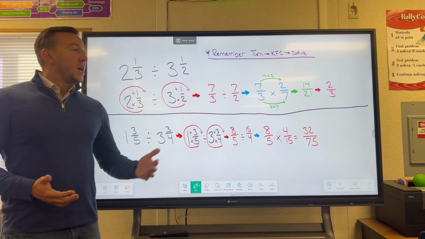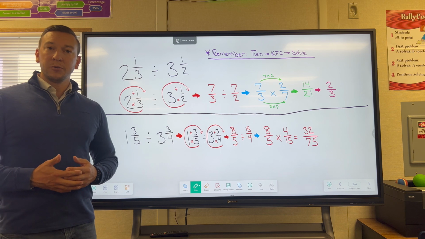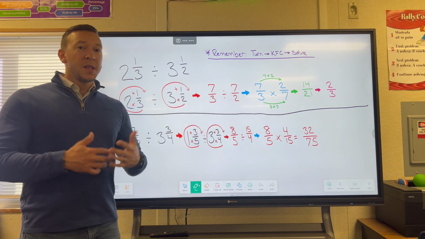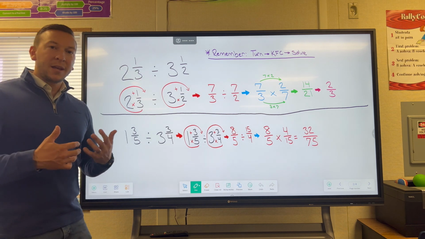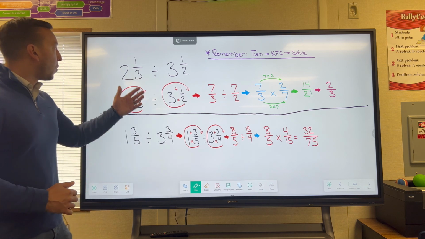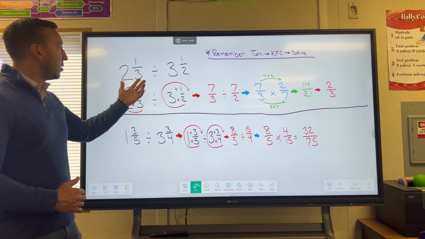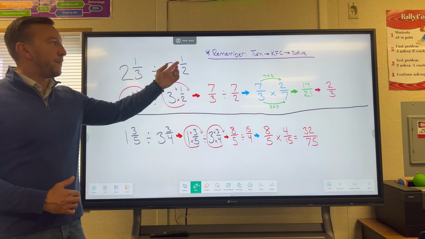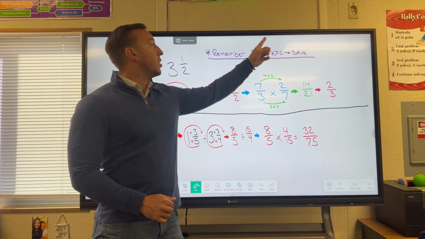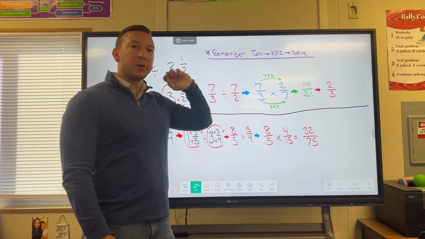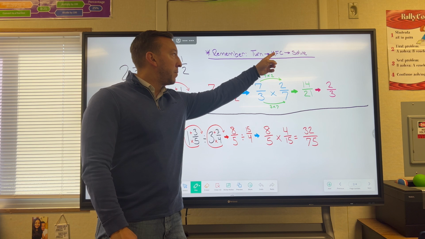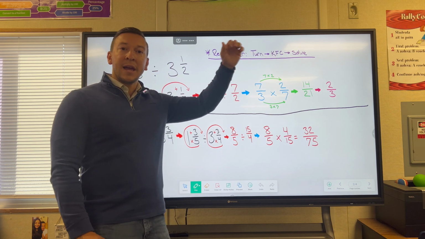Okay, and again, if you would like to put these in your notes so you become more familiar with the step-by-step process, then by all means, go ahead. But if you feel comfortable, just go ahead and follow along here. So we have a problem like 2 1/3 divided by 3 1/2. Remember, turn, KFC, solve. Turn mixed numbers into improper fractions. Keep, flip, change, and solve.